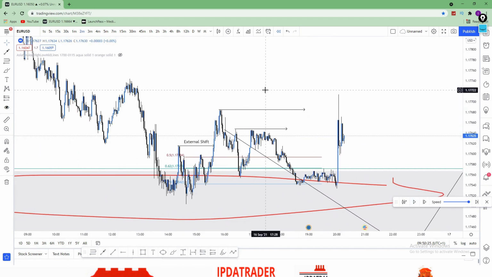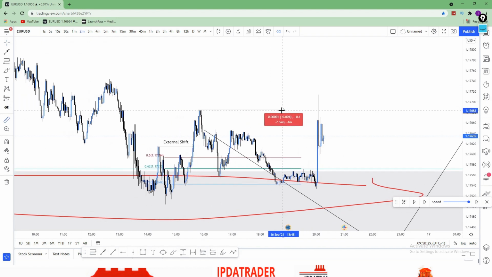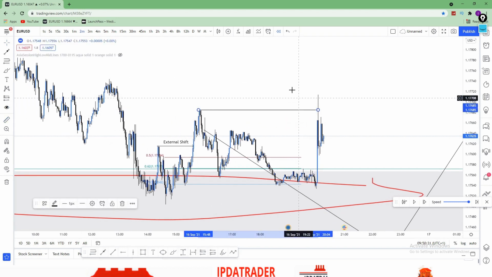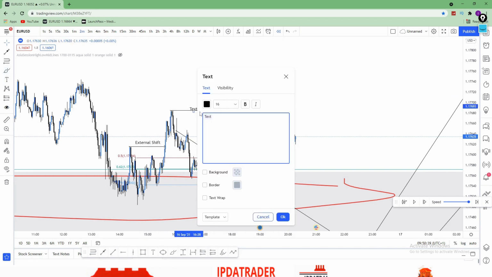Again, I don't really have all that information, but we're going to be working with what we have. What do we see at this point? Well, we see that we actually shifted, right? We respected the low, we shifted externally, we retraced down, we shifted internally. We have a valid shift, internal shift.